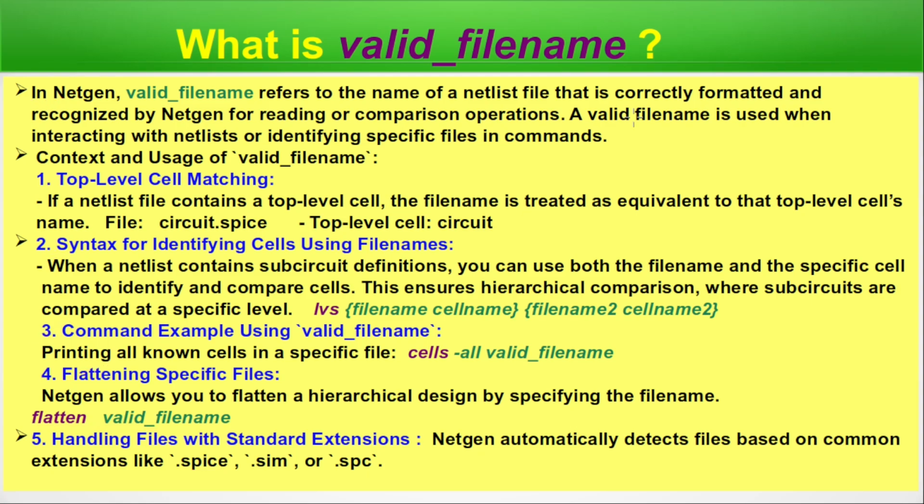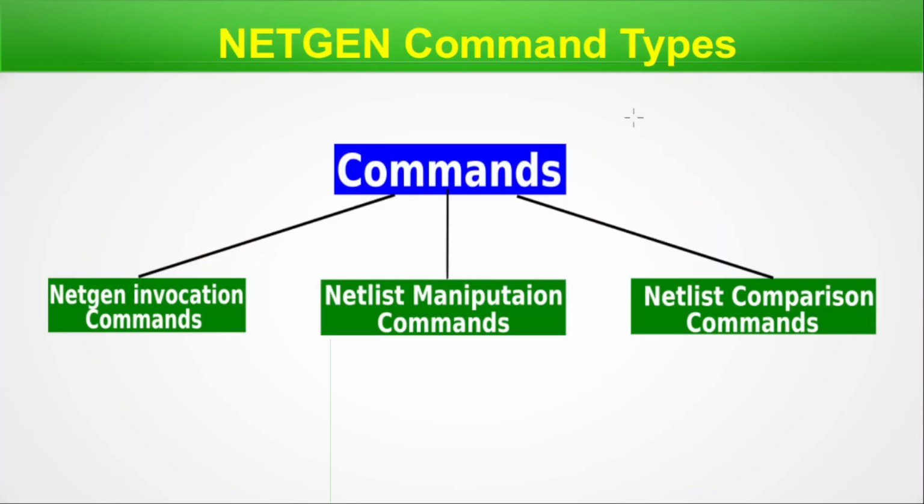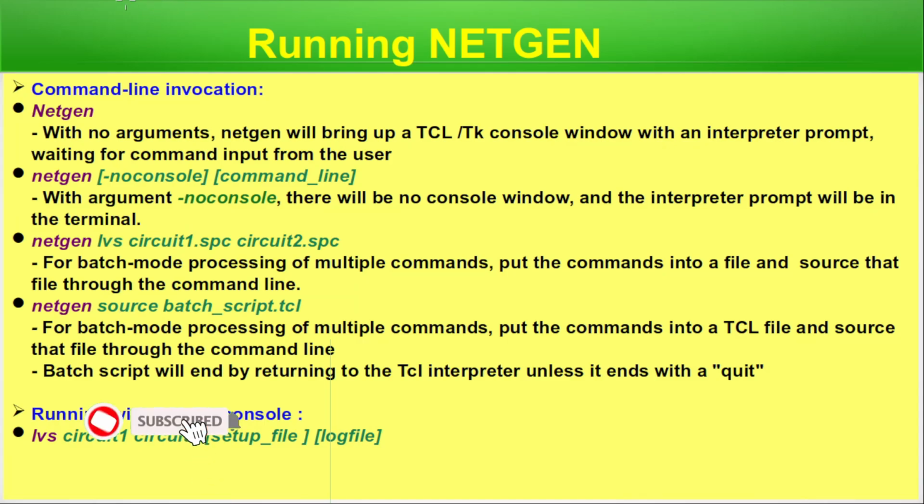Now we will move to the NETGEN commands. There are three types of commands: NETGEN invocation commands, netlist manipulation commands, and netlist comparison commands. So NETGEN invocation commands is basically how to run NETGEN. First, running NETGEN: command line invocation.